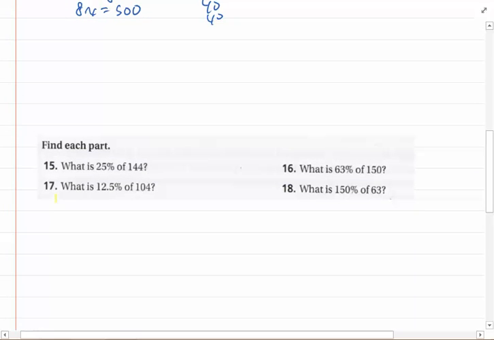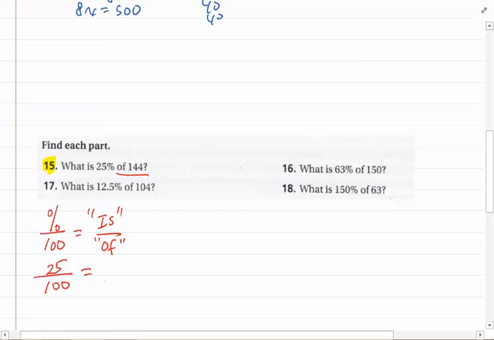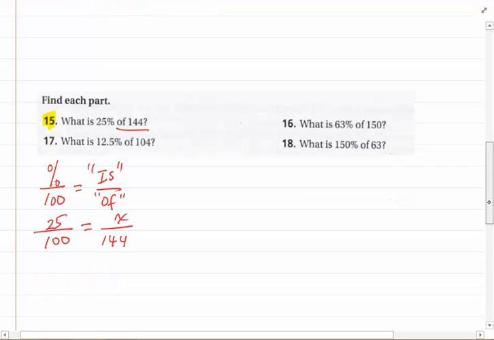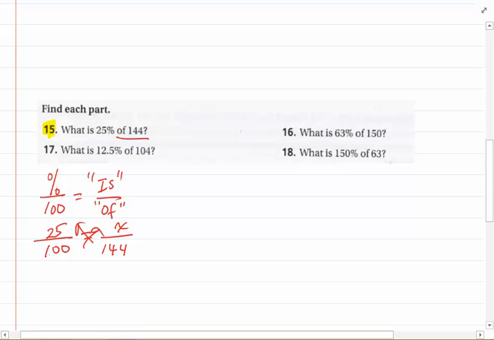Let's look at number 15. And we're going to use the same formula. Percent over 100 equals is over of. At this time, percent is given as 25, so you just put that on top. 25 over 100 equals is. We know that of 144, so 144 goes down here. Is, we don't know, so we're just going to call that x. Now, before we cross multiply, we could simplify this to 1 over 4 equals x over 144.